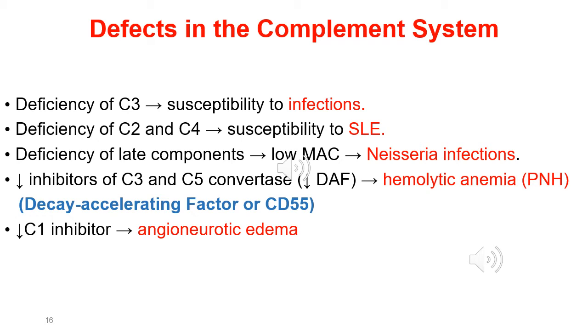paroxysmal nocturnal hemoglobinuria. Now, one of the important deficiencies is the deficiency of C1 inhibitors, C1 esterase inhibitors, which lead to angioneuritic edema, which can be fatal, which means when these are activated or stimulated, this will lead to edema in the neck and suffocation of the patient, and eventually the death, which can be very rapid in some patients.